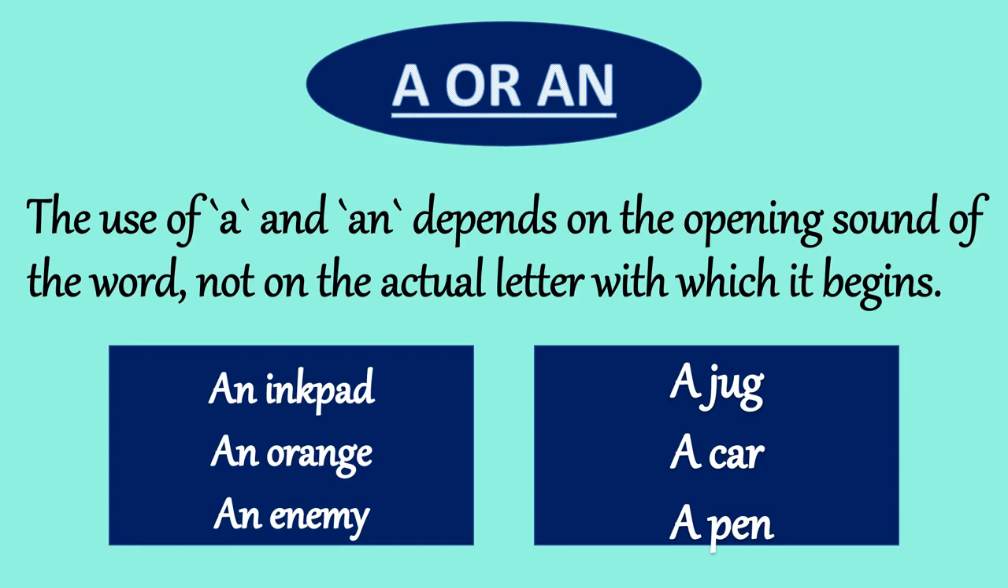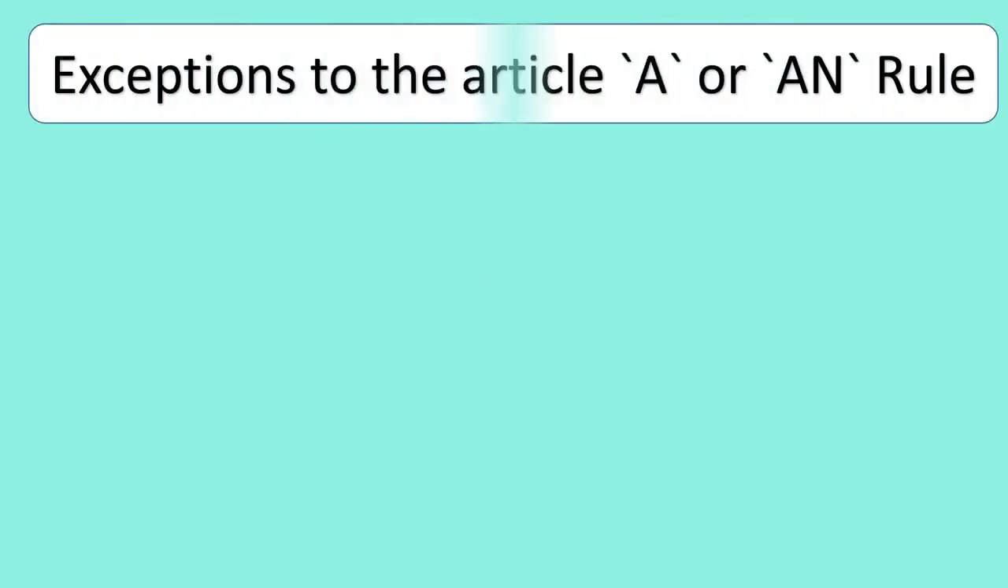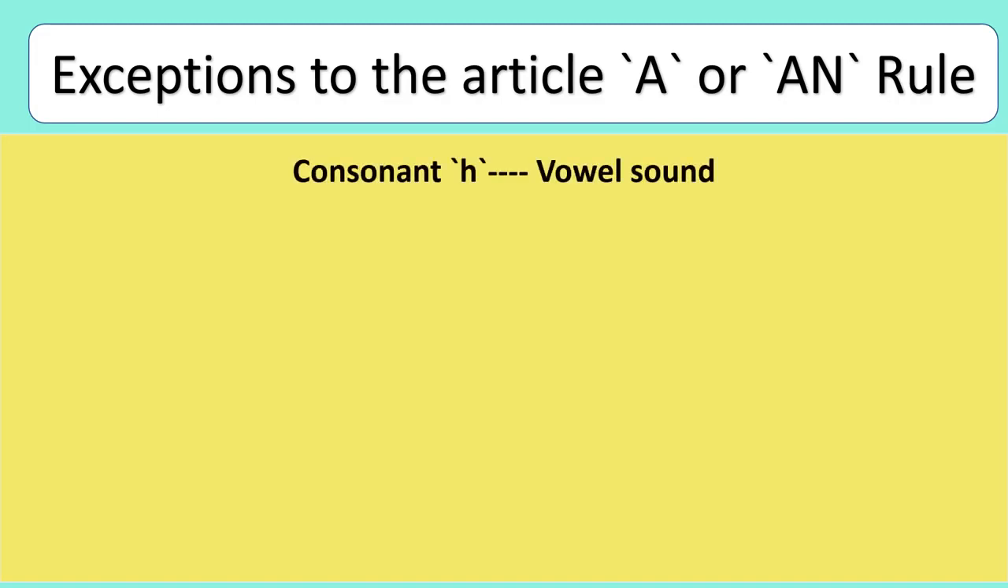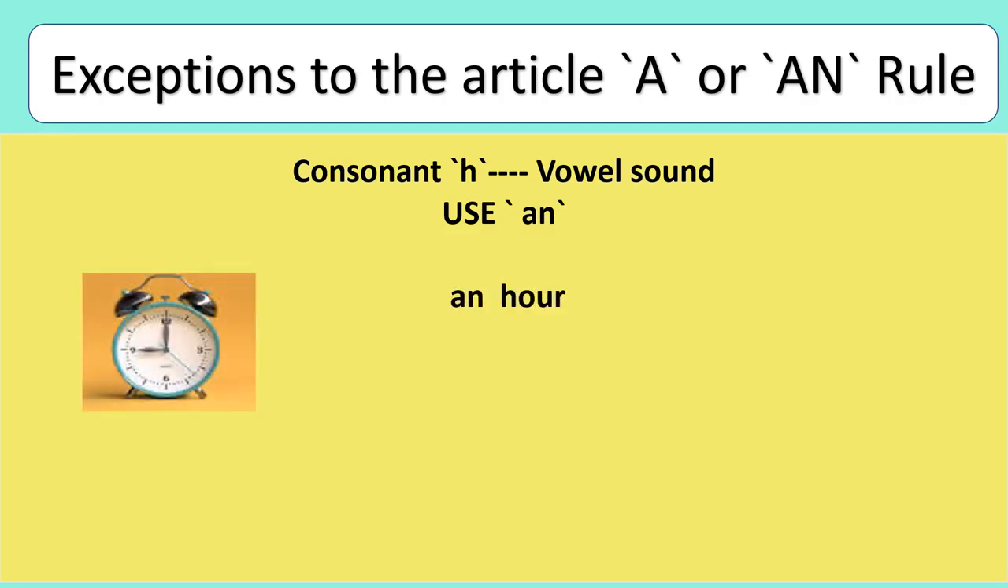But there are some exceptions in their use. So have a look at them. Sometimes a word may begin with a consonant, but we use an before it. Do you know why this happens? Let's see. Sometimes the words which begin with the consonant H have a vowel sound, or H is silent. So in that case we use an before such words. For example, an hour. In this word, hour, H is silent and the word is starting with the sound a. That is a vowel sound. That's why I have used an before hour.